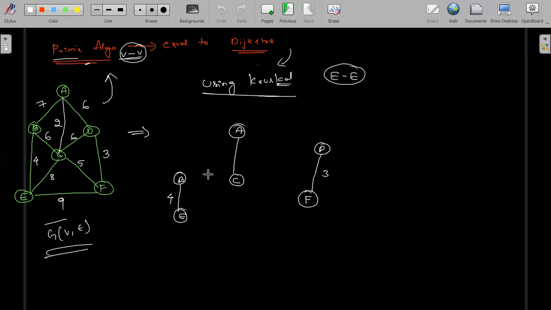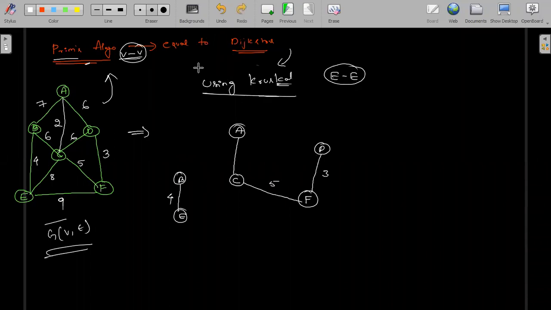Now see here everyone, after this 4 is over, again see which is the minimum. 5 is the minimum, C to F. C to F connected. Yes or not? C to F connected, 5. Clear? Again, which is the minimum? You check it. If I take C to D, does a cycle get created or not?